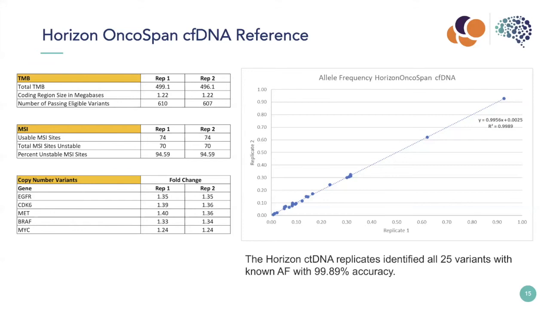And then if you review the allele frequencies and plot them as you see on the right-hand side of the slide, you see an R-squared of 0.9989. So very, very consistent replicates of the same sample through the assay. Using the same DNA sample, we can very robustly get the same key overall metrics such as TMB and MSI, as was mentioned, as well as copy number variants shown on the bottom.